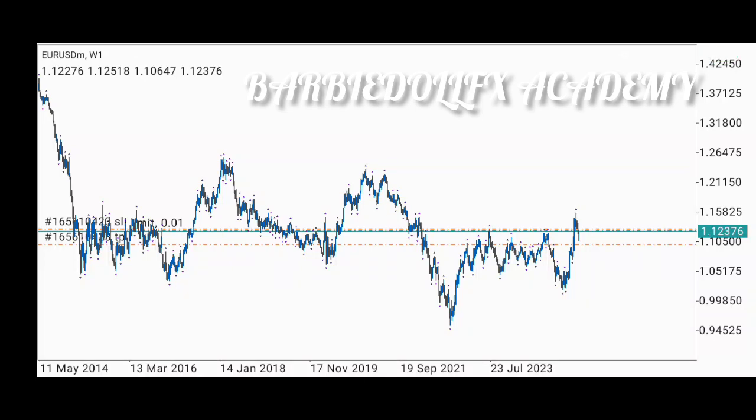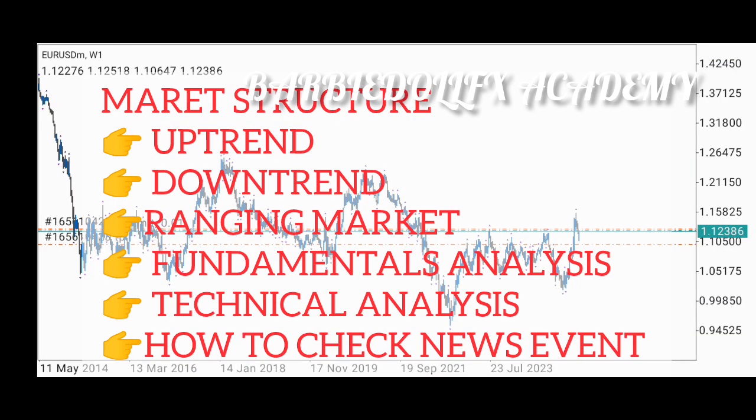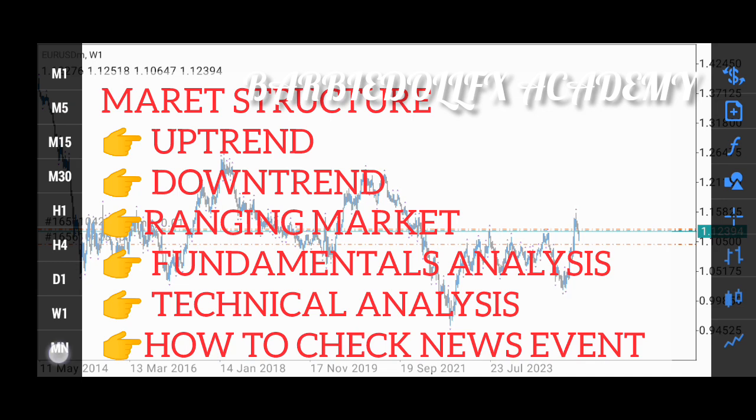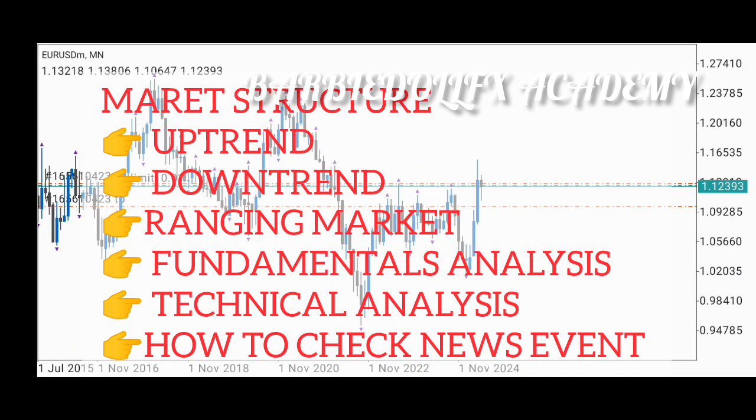Good day, traders. So we have been through almost all the basic classes that we need to go through. From the last video, we talked about market structure and the trending market. So you remember that we said that we have three types of market structure. We have the uptrend, the downtrend, and the ranging market.